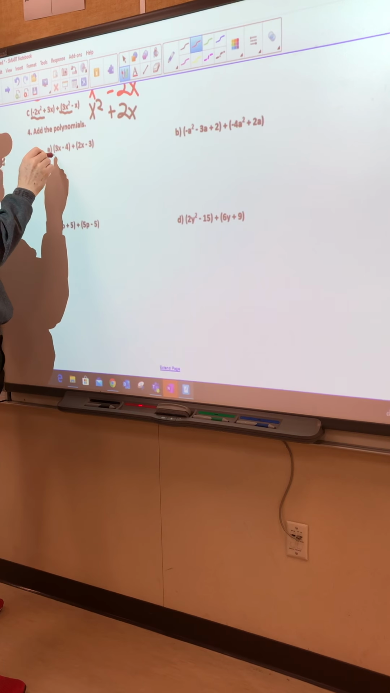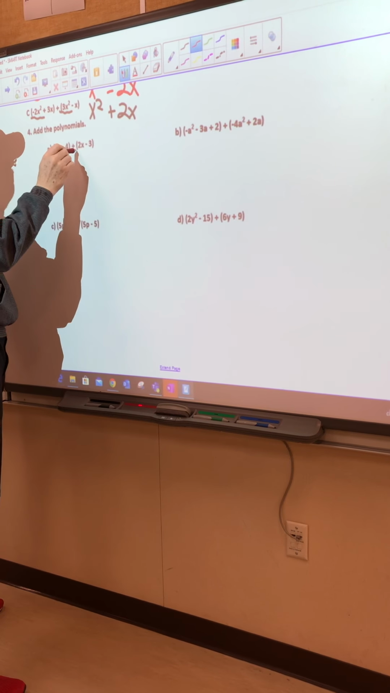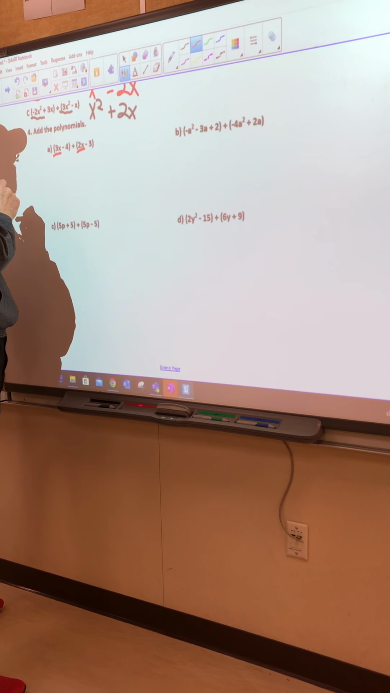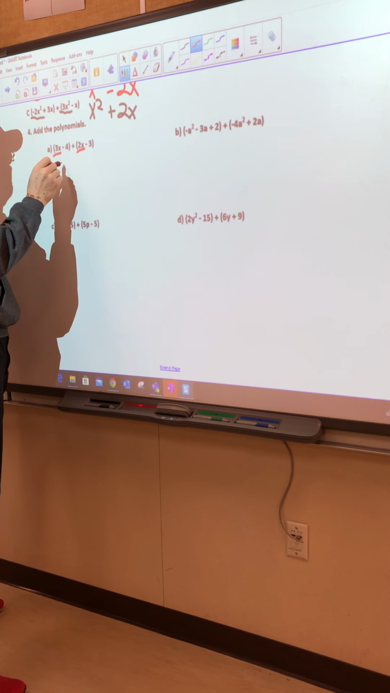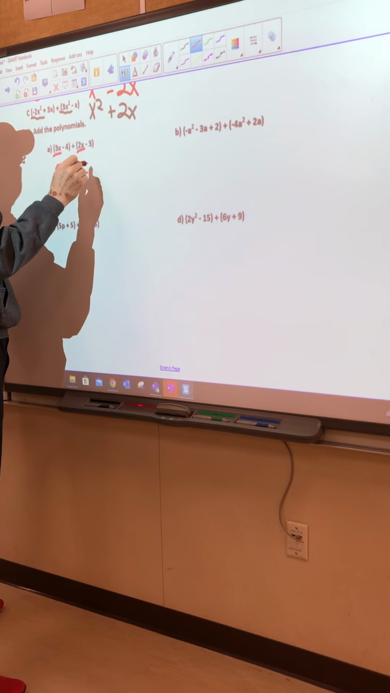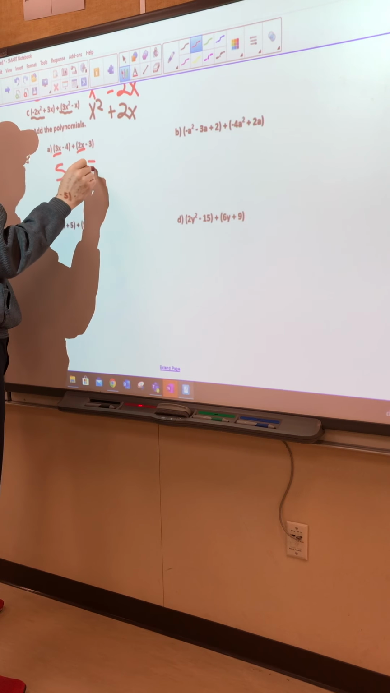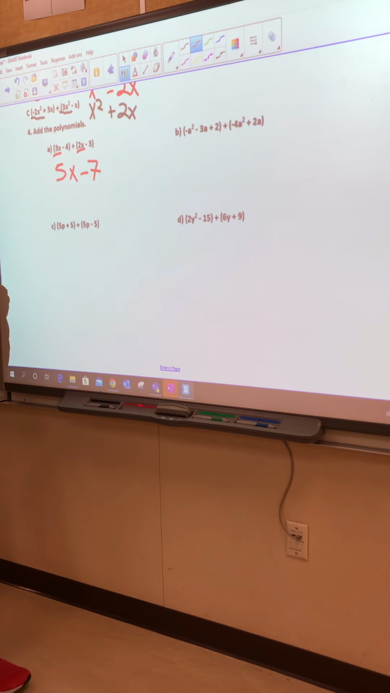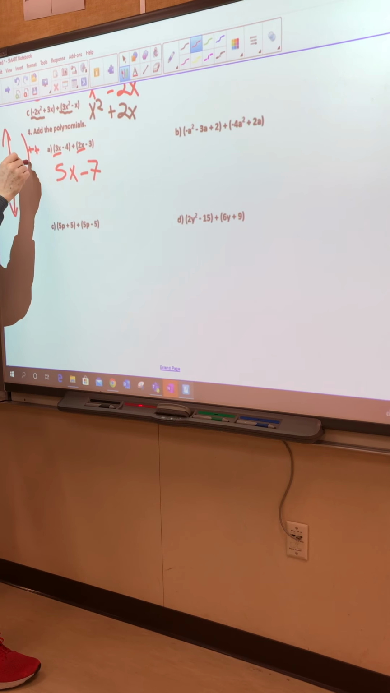Okay, 3x. Oh, another like term. There you go, 2x. So 3x plus 2x is 5x. Negative 4 add negative 3, negative 7. Because we're at negative 4. And to go up, we add a positive, or we take away a negative.